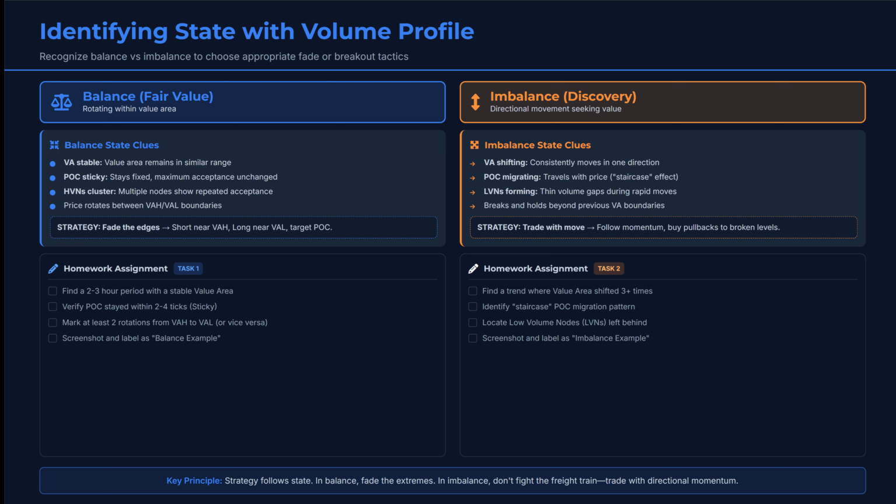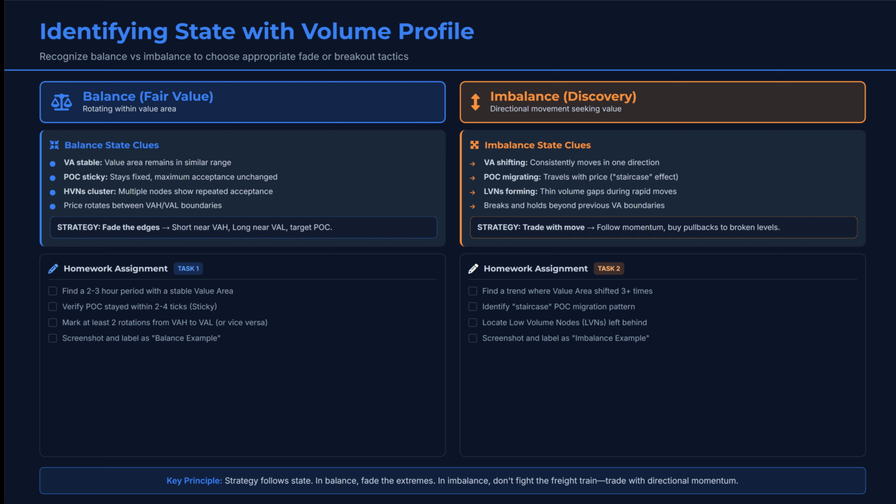Why does this homework matter? Because recognizing balance versus imbalance in real time is a discretionary skill that can only be developed through repeated exposure to historical examples. When you search for these patterns in your past data, you're training your brain to instantly recognize them when they're developing live. This is not theoretical knowledge, it's pattern recognition that translates directly into trading decisions.